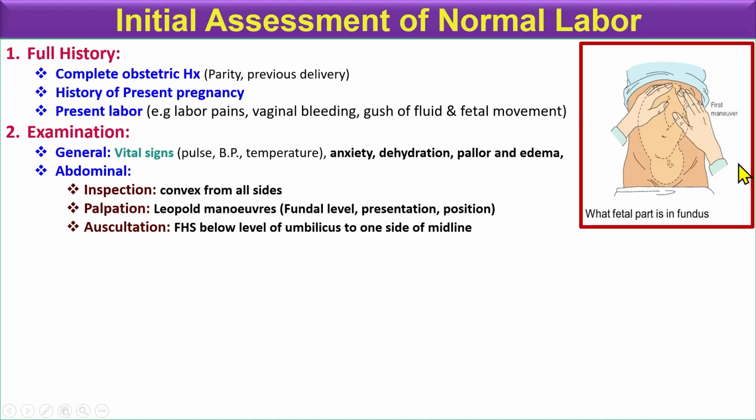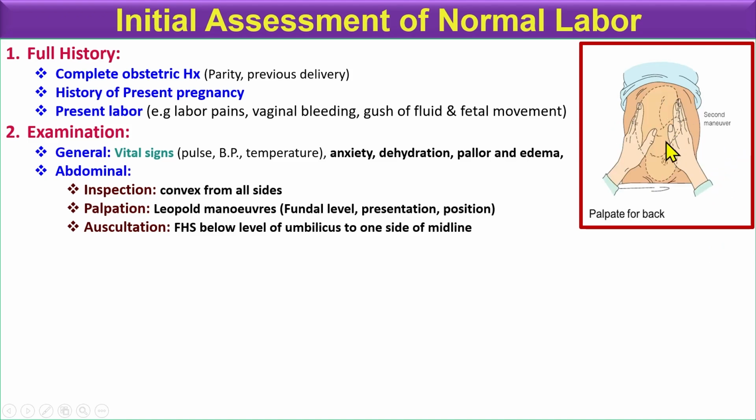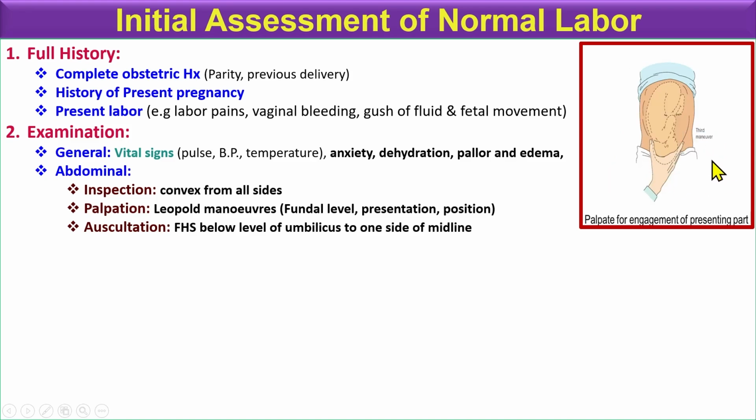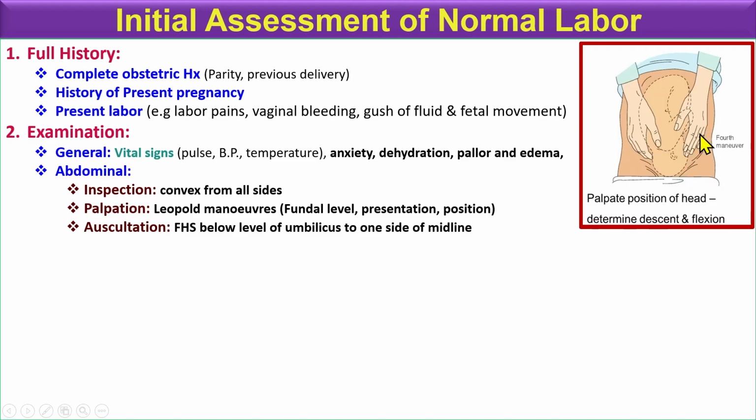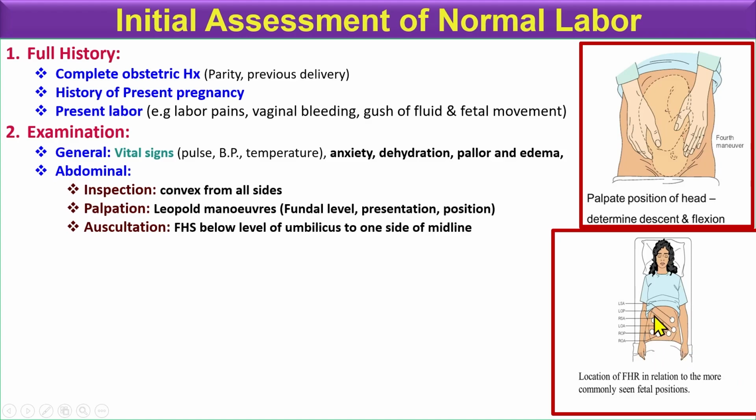So there are 4 steps. The first step, we assess what fetal part is present in the fundus. Okay, and palpate the back of the fetus. Okay, and palpate the engagement of the presenting part. And the fourth is the palpation of the position of the head, and they assess the descent and the flexion of the fetus. Okay.